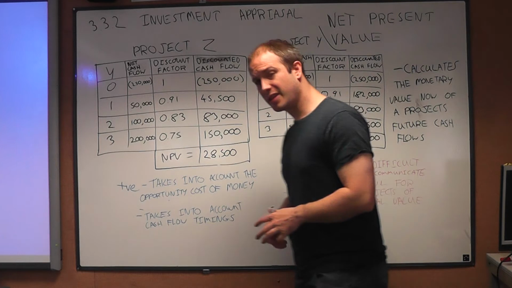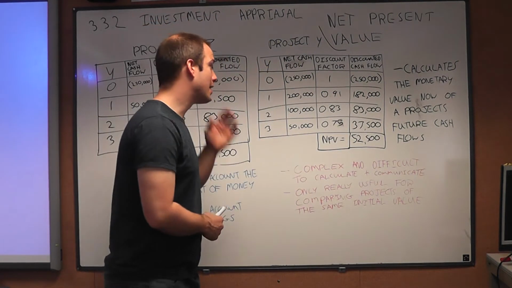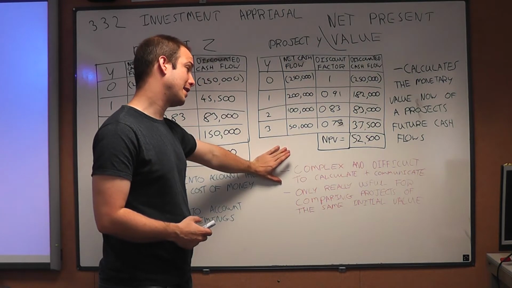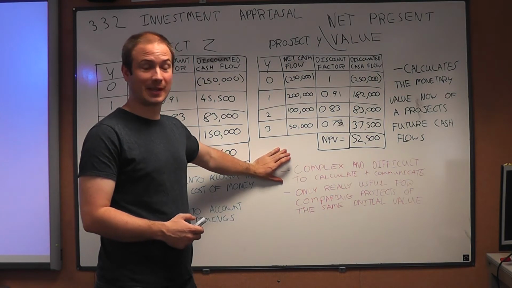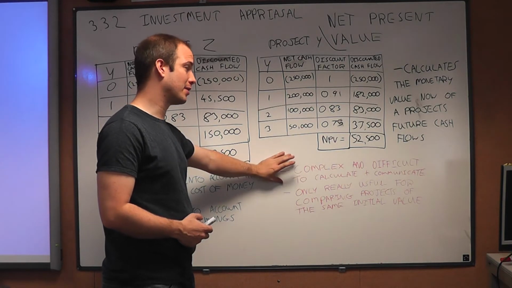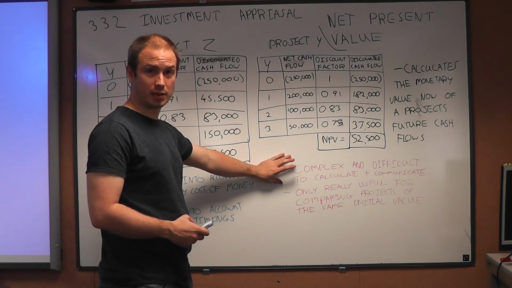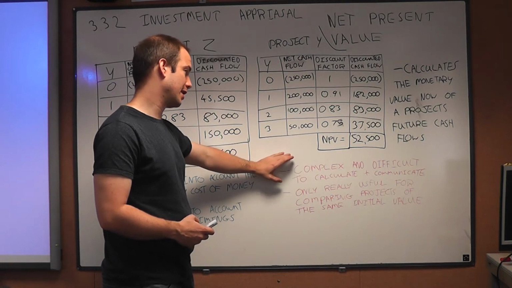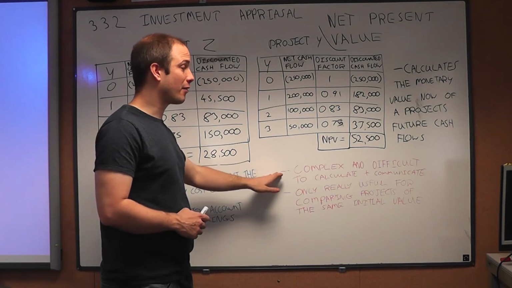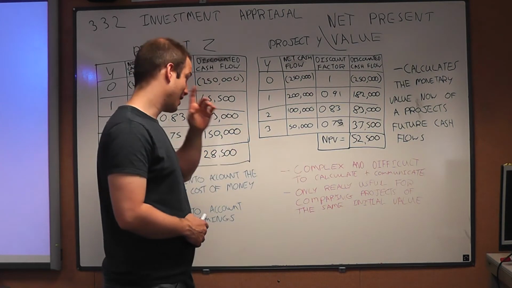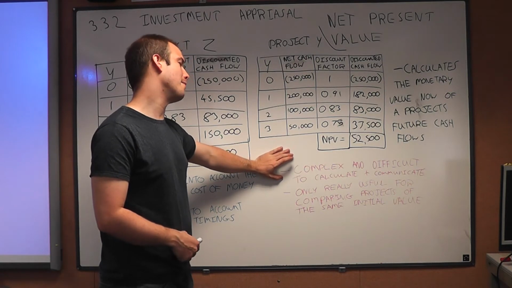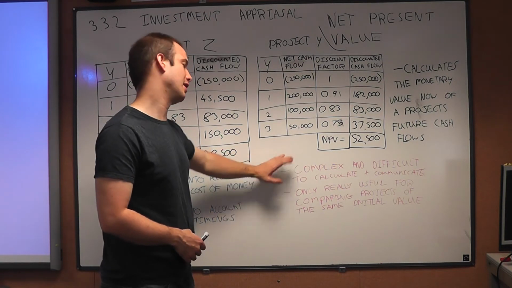However, there are some downsides to using net present value. It is complex and difficult to calculate and communicate. In a business situation, on a small scale business, perhaps you don't have people with MBAs and things like that. It can be very difficult to calculate what this actually means, and so it might be less useful in some business circumstances.